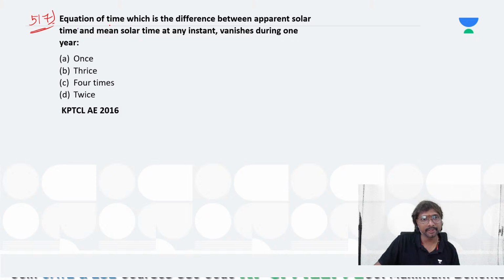Equation of time, which is the difference between the apparent solar time and mean solar time at any instant, vanishes how many times during one year? Once, thrice, four times, or twice? It will vanish four times. That means the apparent and mean values become the same four times in a year, so the difference becomes 0.